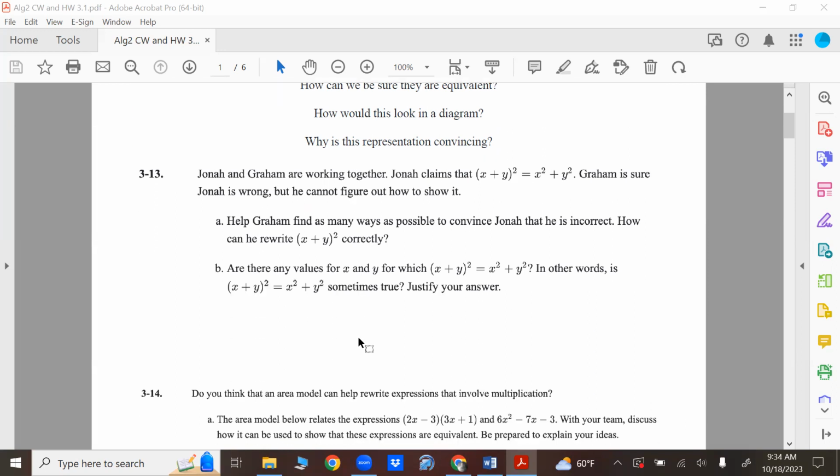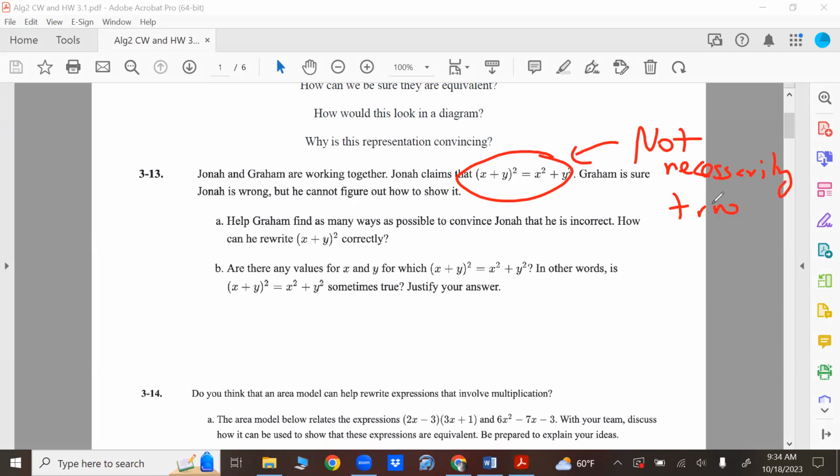Now, this is a classic example of students messing up. And this is actually one of my biggest pet peeves. Students will think these are the same, and they're not. Not always. So let me give you a good example why these are not the same. So this is not necessarily true. And I'll give you a good example.